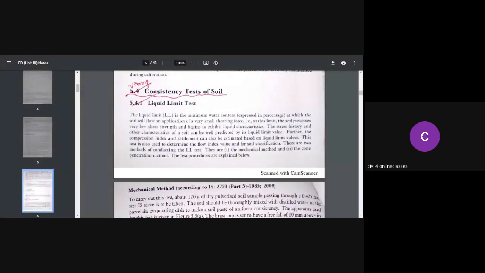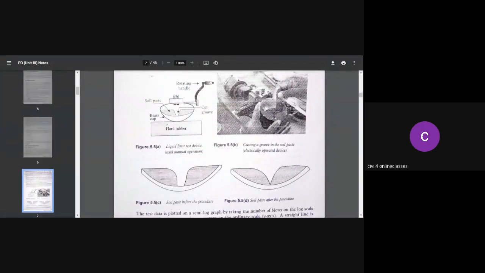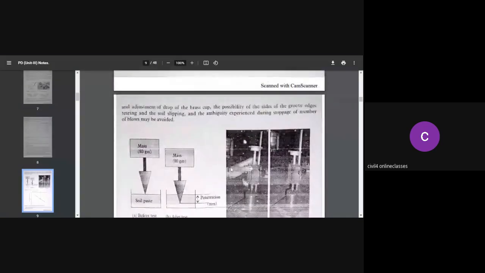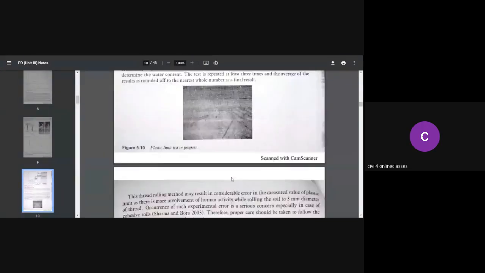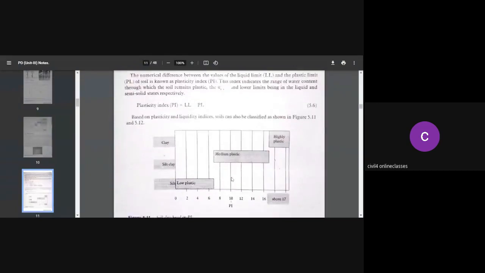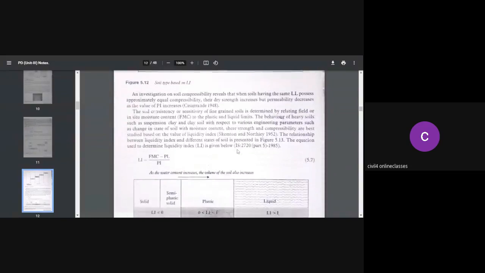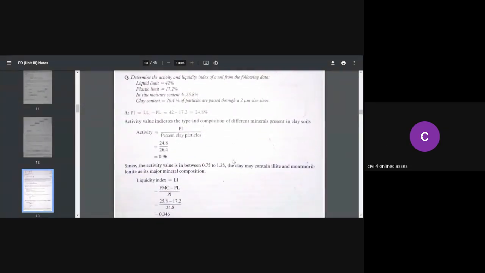To test the consistency of soils, this is important for you. Liquid limit test, you have done in your GT lab. Next one is the cone penetration method. Next one is the plastic limit test. Please go through all these tests once again, and also to determine the plasticity index. So these are the detailed investigations about the soil.